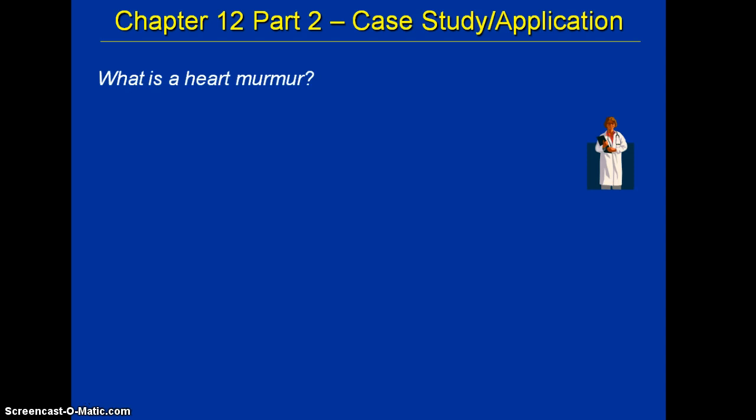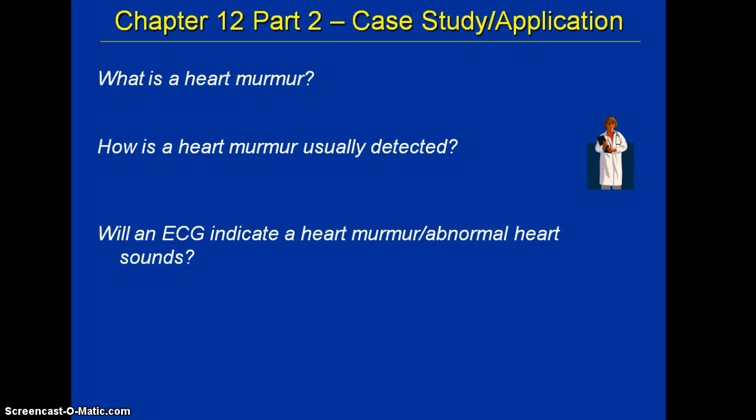First of all, what is a heart murmur? That's something you should know the definition of and what it's caused by. And also, how would one detect or diagnose a heart murmur? What are some ways of going about diagnosing a heart murmur? Next, because the case study deals with ECG, you want to think about what an ECG indicates. What are its diagnostic capabilities? Can it indicate that there is a heart murmur or some sort of abnormal heart sound? And the answer to that, being why, and what could an ECG detect?